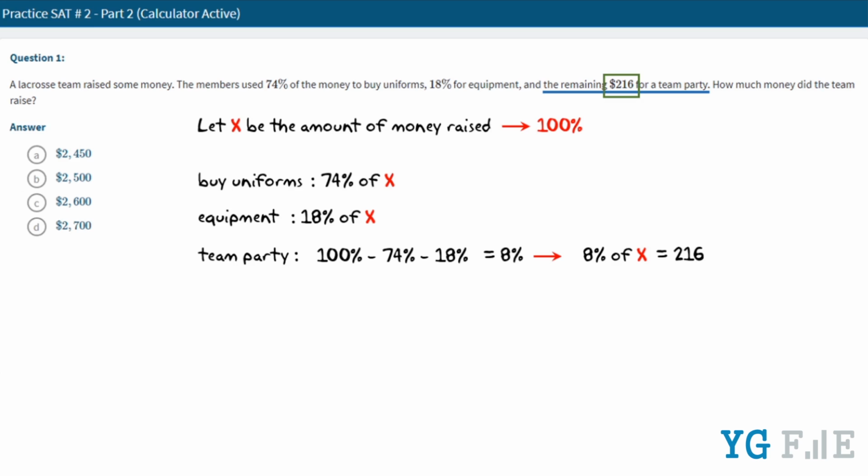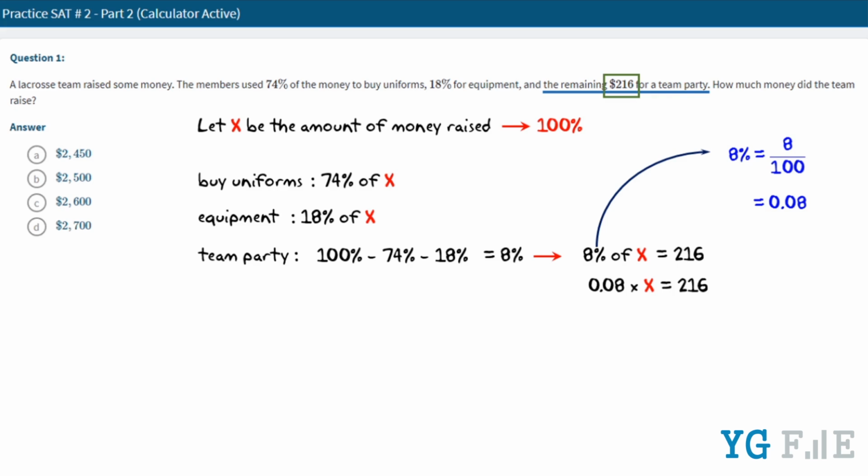Here we can write the percent as a decimal. Remember that 8% means 8 over 100, or equal to 0.08. So we can rewrite our last equation as 0.08 times x equals 216, and it is a linear equation.